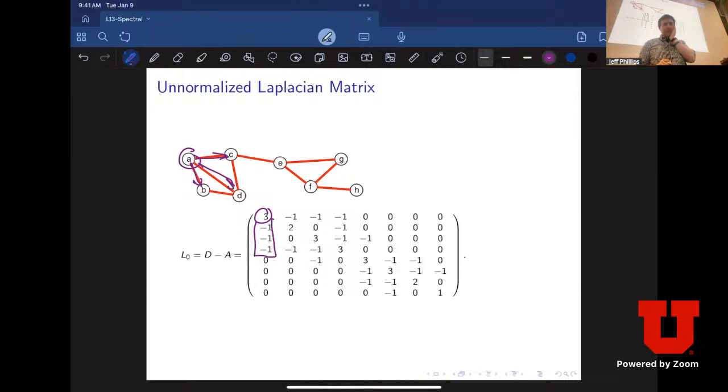Once I have this matrix representation, this unnormalized Laplacian will be able to somehow capture the cut information in here. And the question is, how does this capture the cut information? Well, I need to apply some linear algebra. I'm going to do an eigen decomposition on this Laplacian matrix.